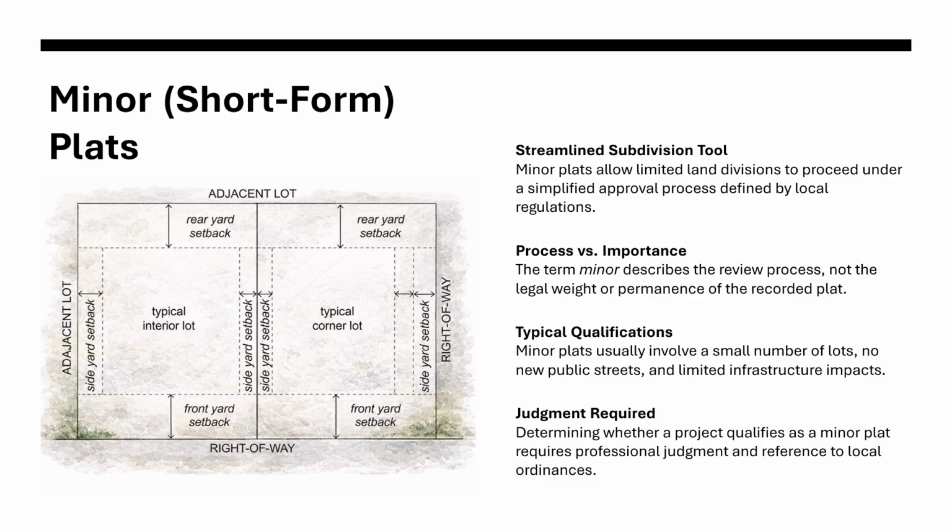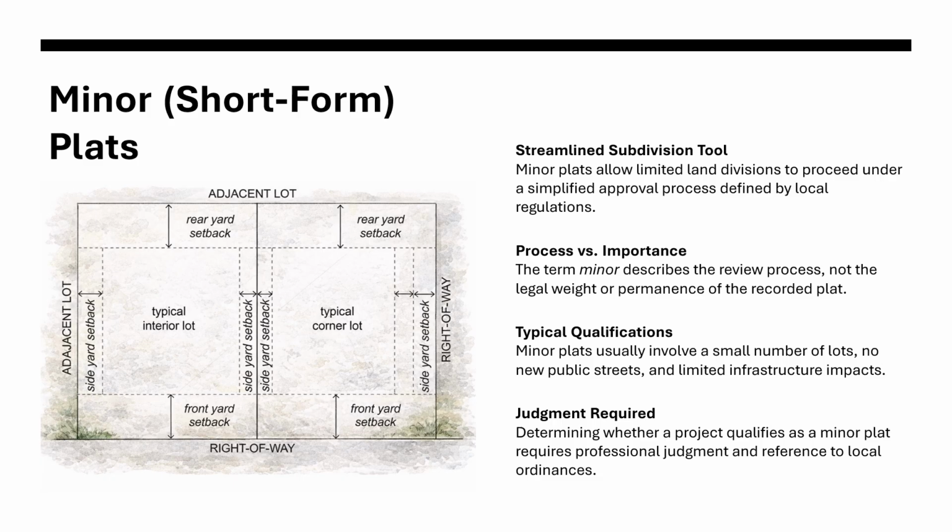And this is where students often misread the word minor. It describes the approval process, not the importance of the document. A minor plat is still a legal instrument, and once recorded, it carries the same permanence and legal weight as any other plat. The difference is how it gets approved, not how carefully it must be prepared. In practice, the responsibility is often higher. Minor plats are frequently approved administratively without public hearings. This means that the document itself has to do all the explaining. There is no meeting to fix confusion later.